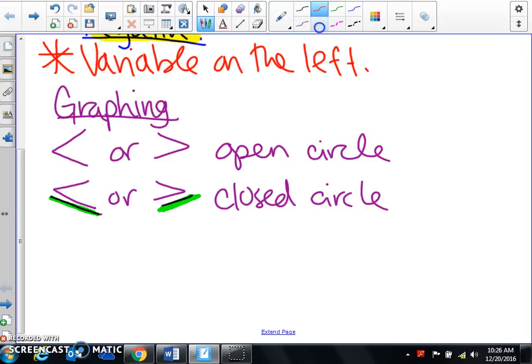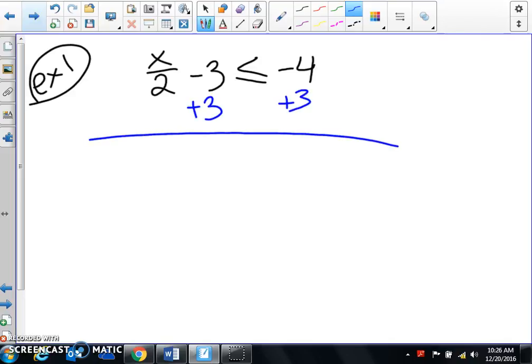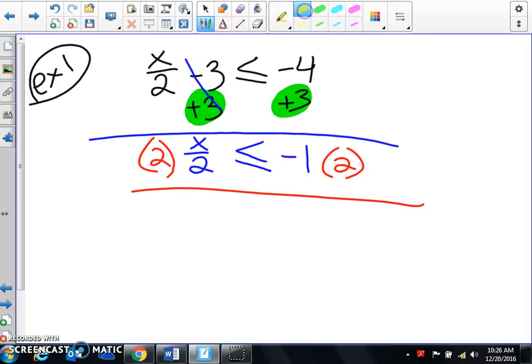Let's go ahead and do some examples. There's only 4, so not too bad. All right, so my first step is to add 3 on both sides. I draw my line, I stop. Did I divide or multiply by a negative? No, you just added. Therefore, you keep your inequality. Drop down your x over 2. Negative 4 plus 3 is a negative 1. My next step is to multiply both sides by 2. I draw my line, I stop. Did I divide or multiply by a negative? I multiply, but just by a positive. Therefore, I keep my inequality, and negative 1 times 2 is negative 2.